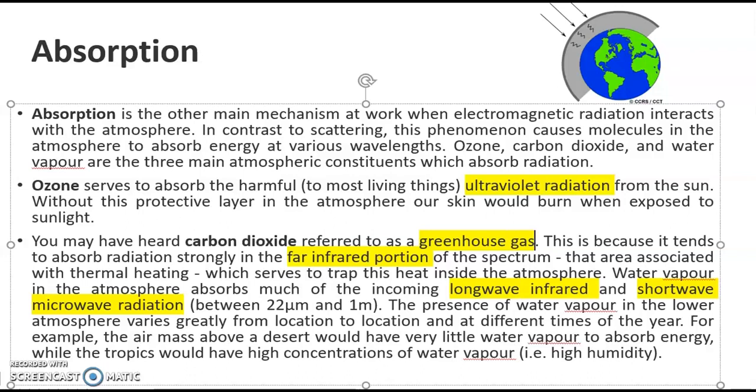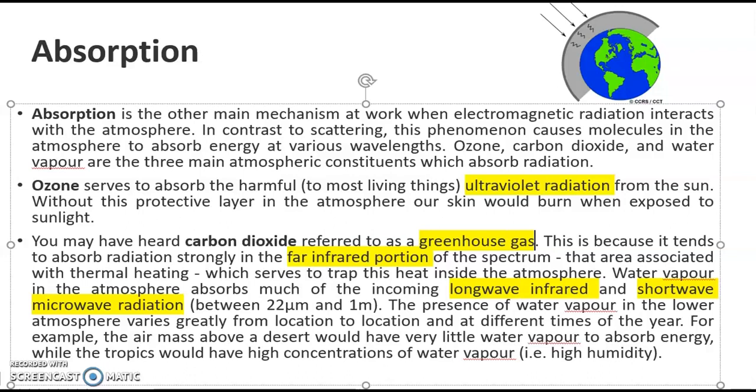Water vapor, if it is present in the atmosphere, will absorb the long infrared or short microwave region, the interface between the long infrared and the short microwave region, that is the radiation between 22 microns and 1 meter. So the presence of water vapor can cause a lot of absorption. Where is the water vapor present? Obviously it is present in the lower atmosphere. So in the lower atmosphere, these infrared or short wave microwave regions will be absorbed by the water particles.